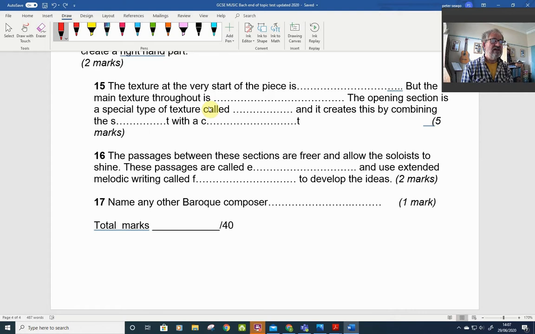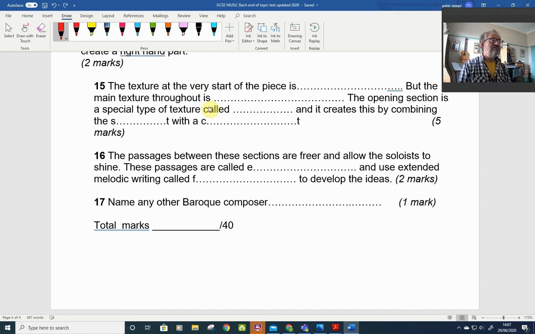So I've forgotten that. The texture at the start of the piece is, but the main texture throughout is, and the special texture it. So this word here, the very start of the piece is the important bit. The very start. It's over really quickly, so you've got to be really careful. The very start of the piece, just the very start, that's a different texture. And we know there's a special texture at the beginning, but that's not it.